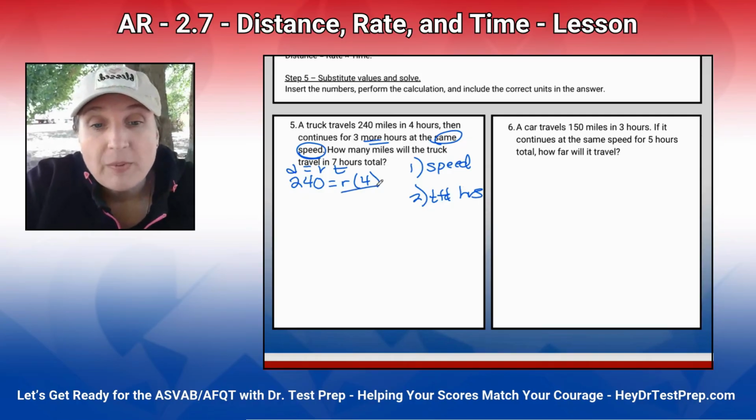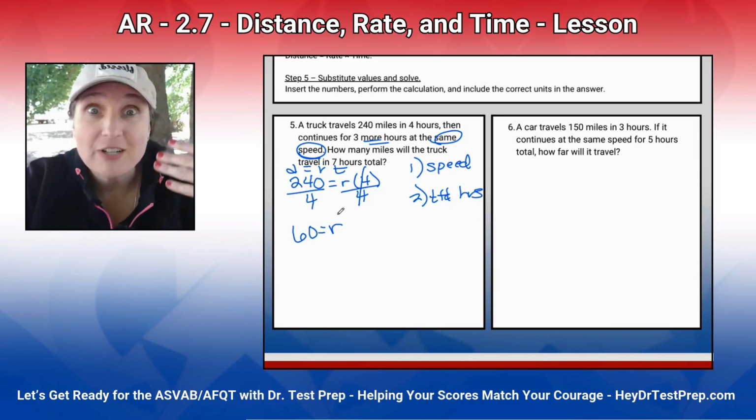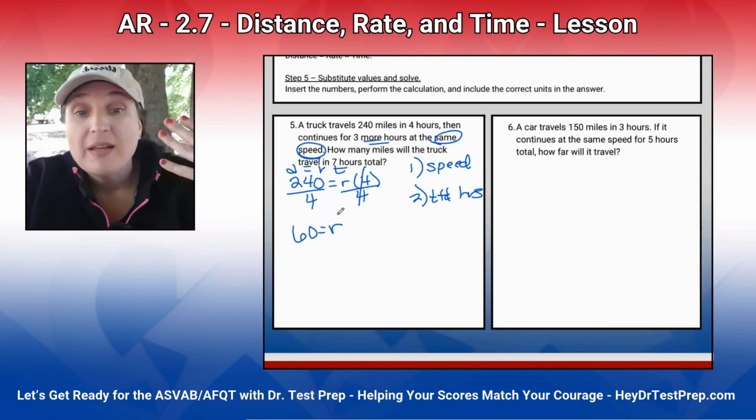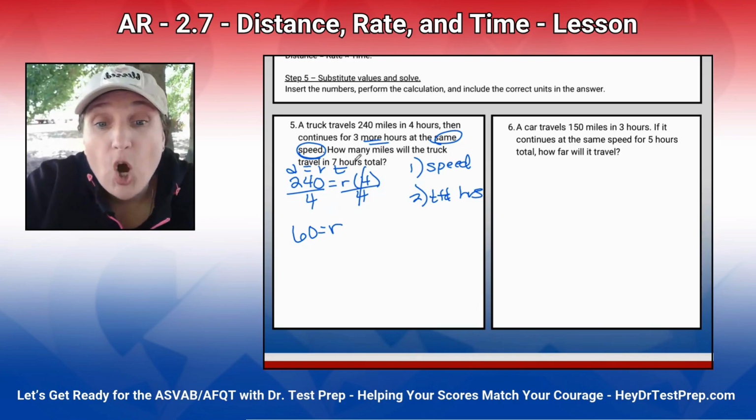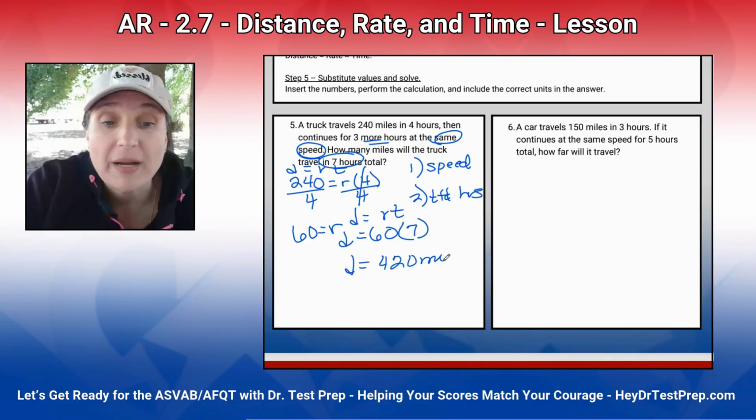So I'm going to divide both sides by 4. And that tells me that he was going on average 60 miles per hour. Now we know that he went a total of 7 hours. So we're going to take the 60 miles per hour. We're going to multiply it by 7 to get that his total travel was 420 miles.